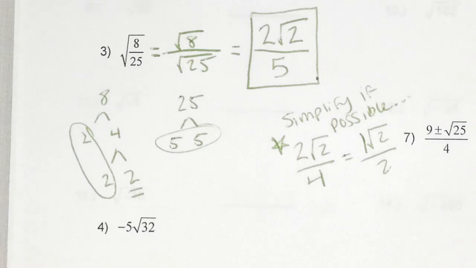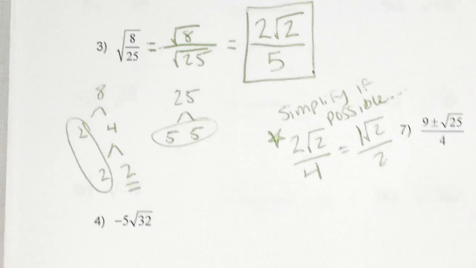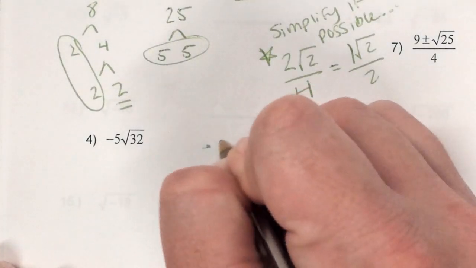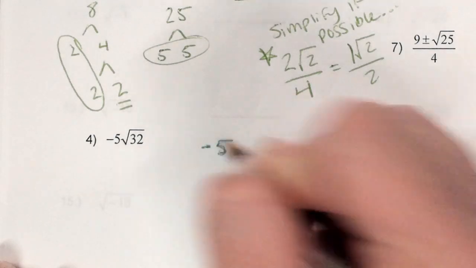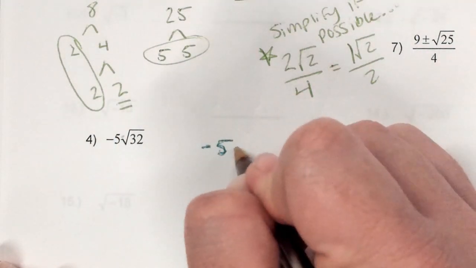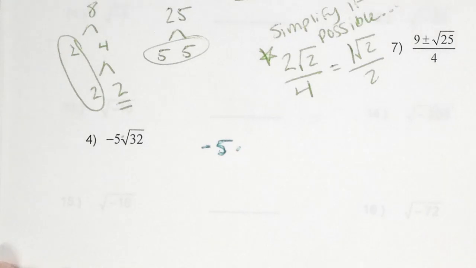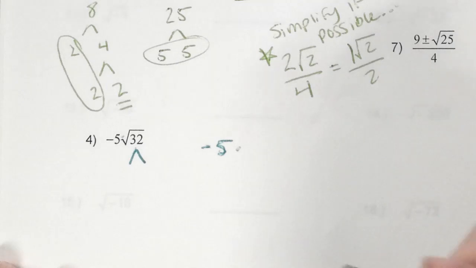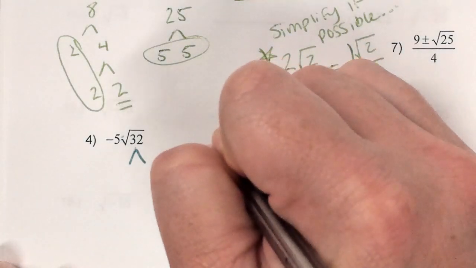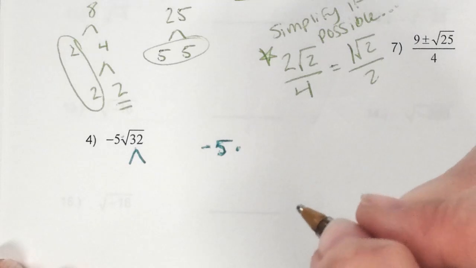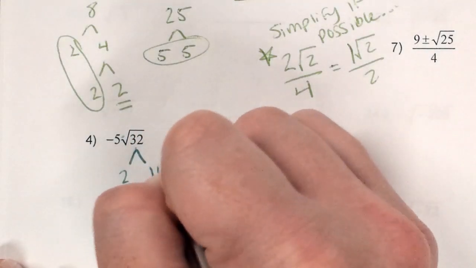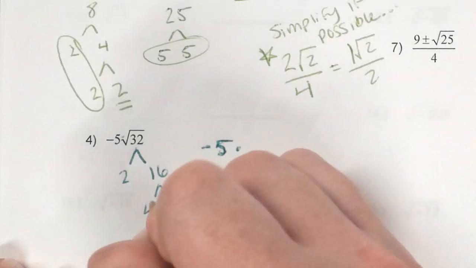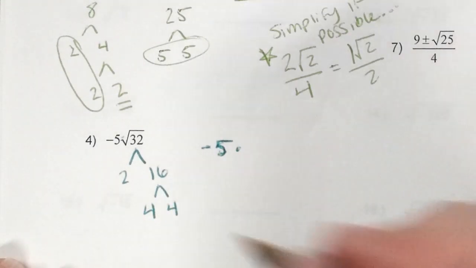Okay, so look at number 4. Okay, on number 4, I already have a -5 there, so I'm going to rewrite that -5 over here so I don't forget about it. And there's no symbol in the middle, so I'm multiplying. So I'm going to break down 32. What goes into 32? Start with a small prime number. 2 and 16. And then isn't 16 a perfect square? Yeah, what times what gives you 16? 4 and 4. Because they match, we can stop.